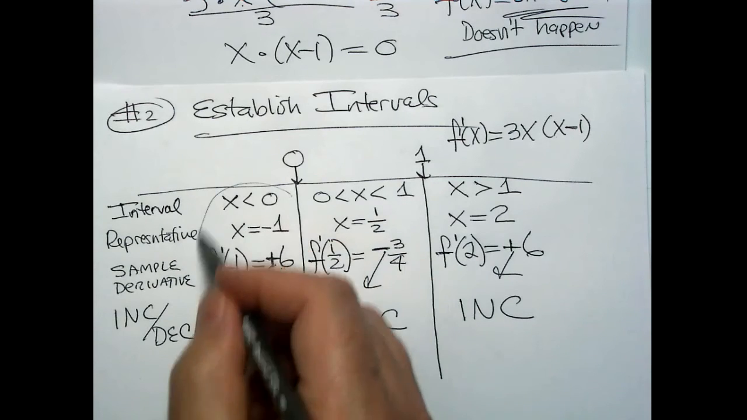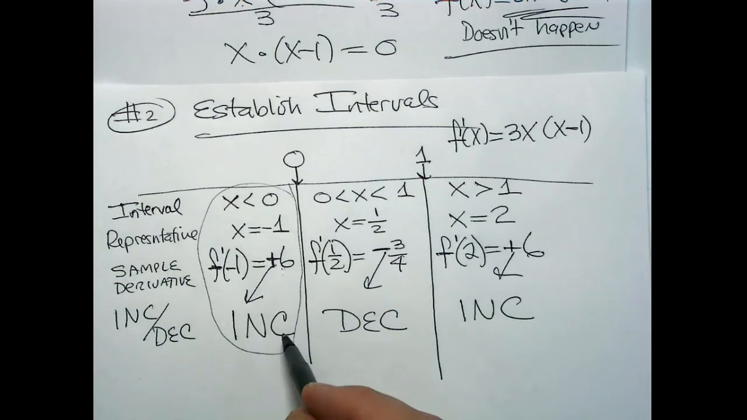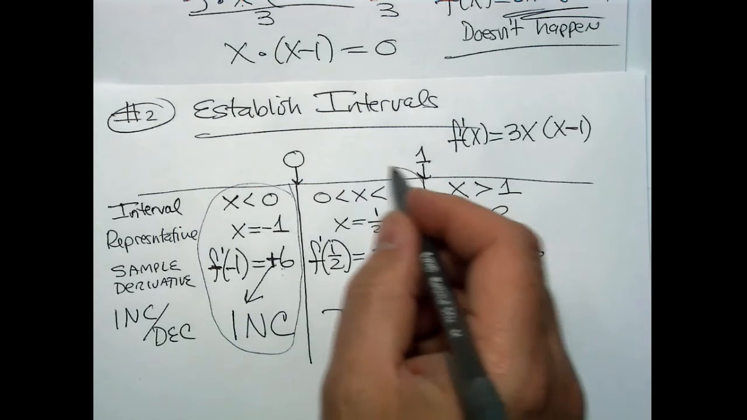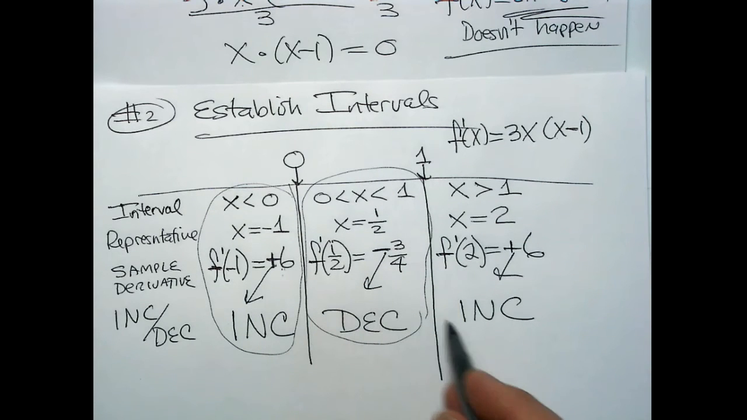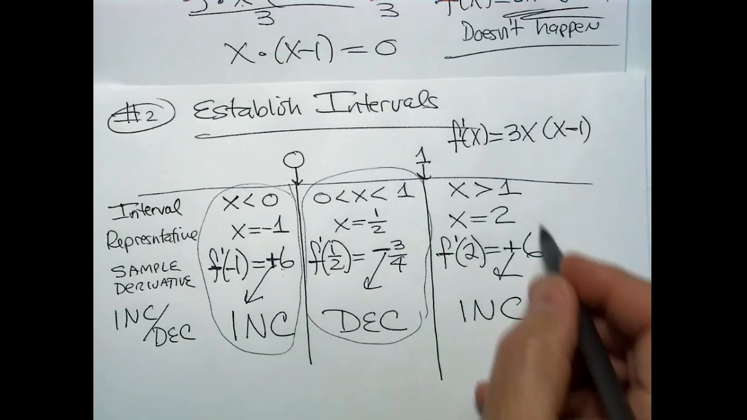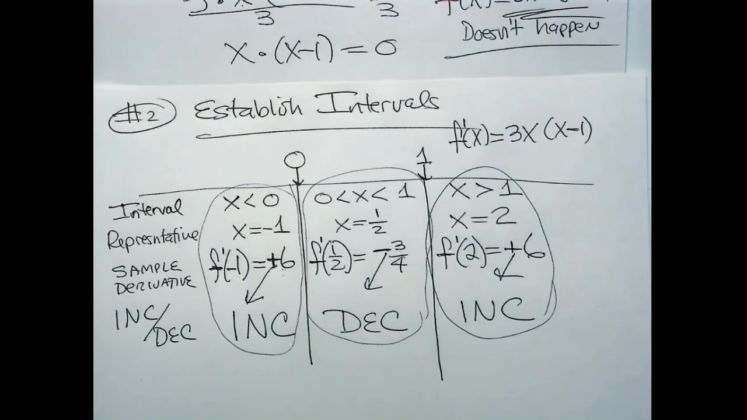And again, here's a positively sloped tangent line. So here it is. For all x's less than 0, we must have a curve that decreases. For all x's between 0 and 1, the curve goes down or decreases. And for all x's greater than 1, we have a curve that increases.